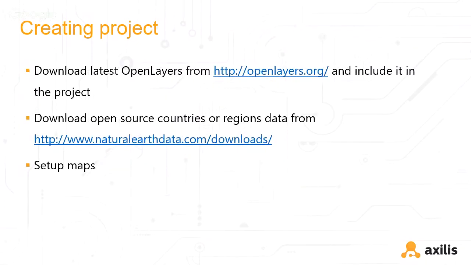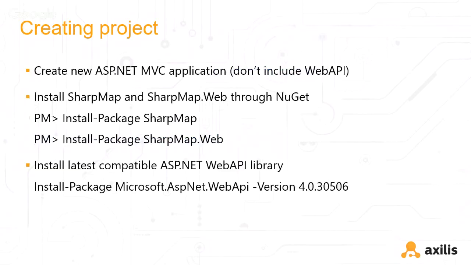After that, we download the latest OpenLayers from OpenLayers.org and include it in the project. Unfortunately, you cannot include it through NuGet because the last version they put on NuGet is 2.0, I think, and the current version is 3.9, so not gonna happen. And then we download open source countries or region data from this link and set up maps. So I'm gonna show you in code how that looks.